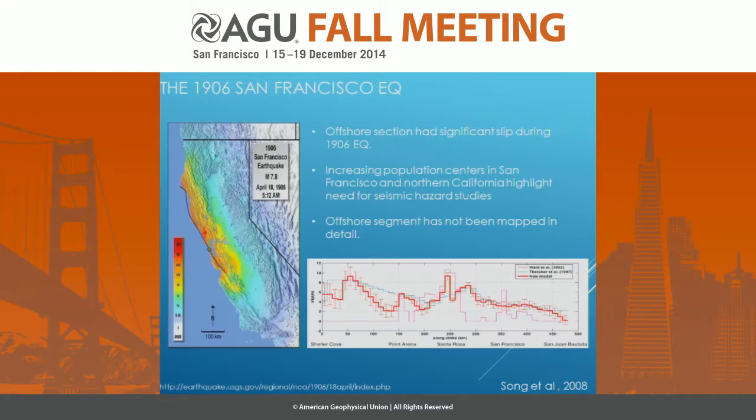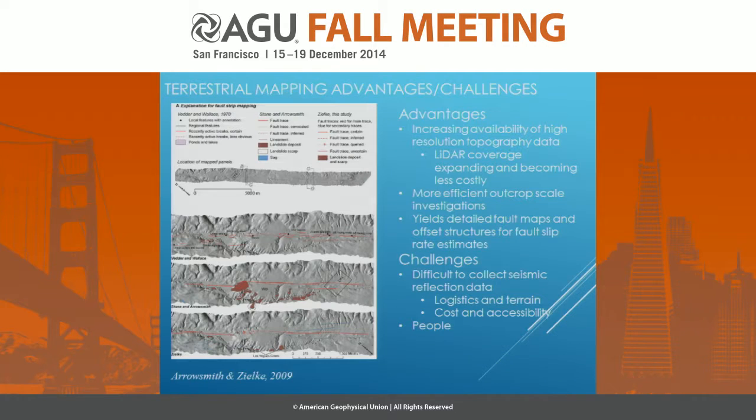So what we did, just to remind you, 1906, even though this is unknown, models show that the offshore section had significant slip during the 1906 earthquake as a potential slip patch, which begs the question whether or not this is a typical style rupture for 1906 or whether this can be independently activated.